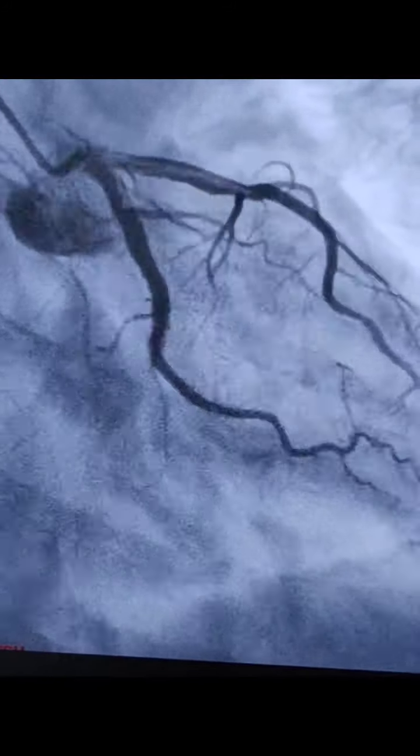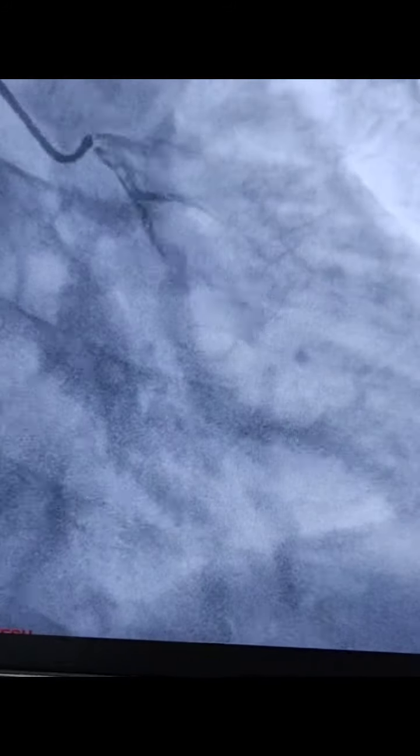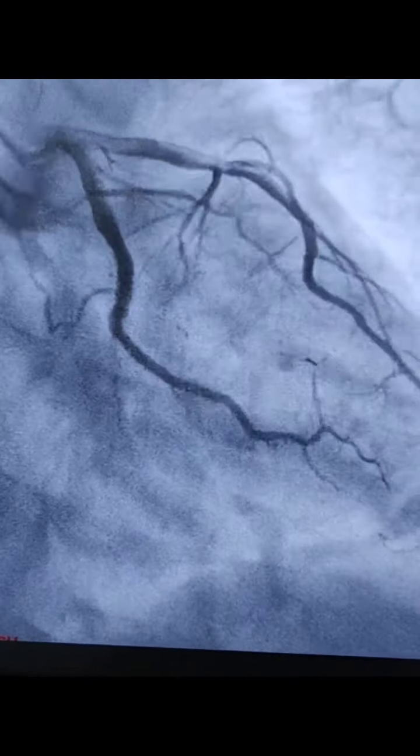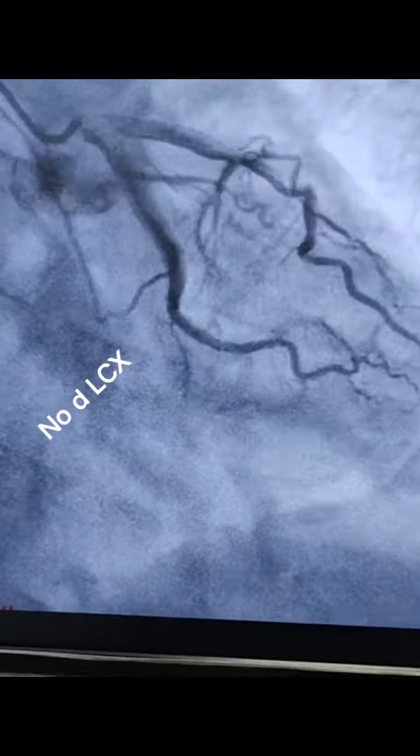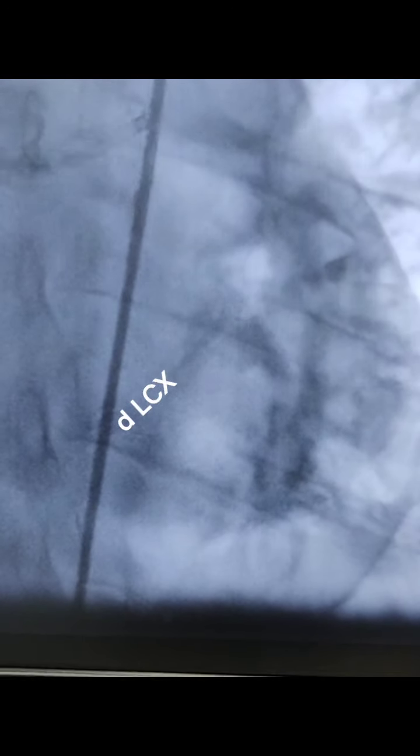So this was the caudal view we can see before the angioplasty. You cannot see the distal LCX. There is a stump. It's hard to recognize there is a stump. And after angioplasty, this is after angioplasty. You can see how nicely it has opened up.